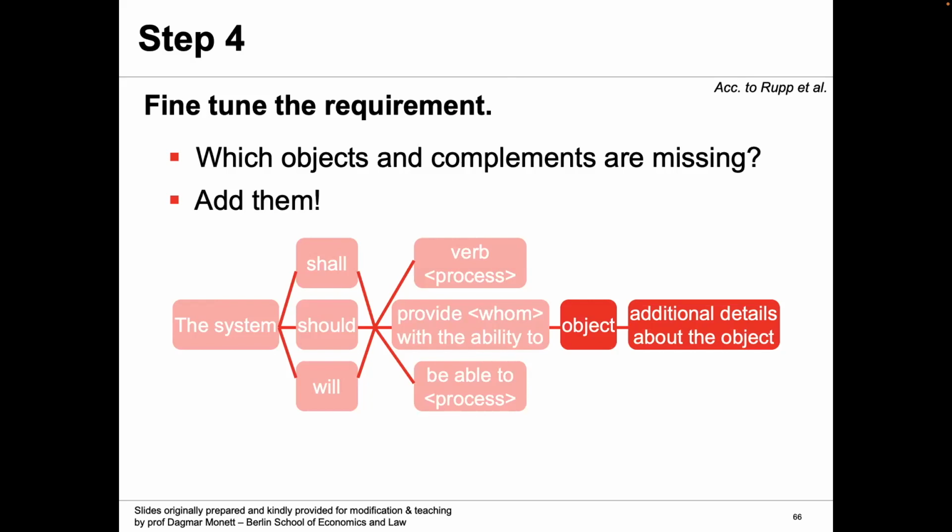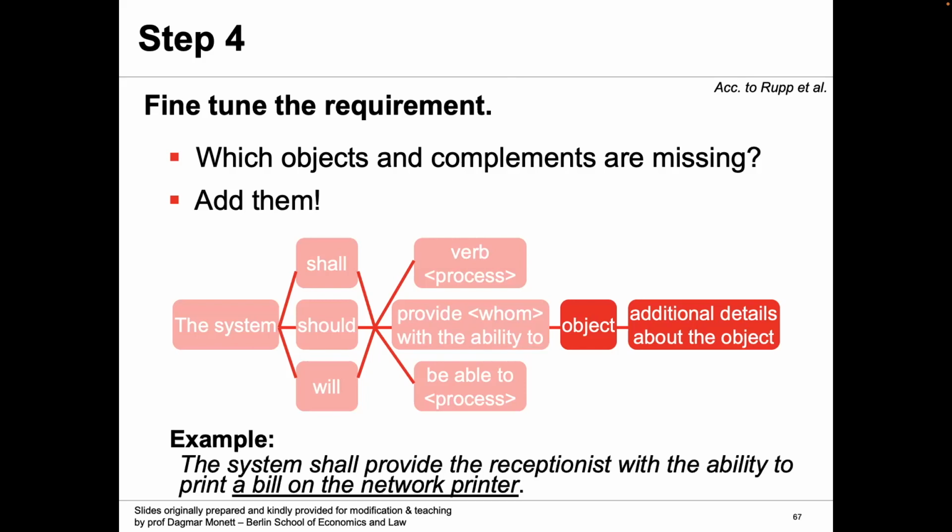And then we talked about the use of modal verbs, shall, should, and will, and how you're legally bound to fulfill the requirements by the use of these modal verbs. Now we are going to further fine-tune them, and we are going to see which objects and complements are missing, something that we can add with our action word.